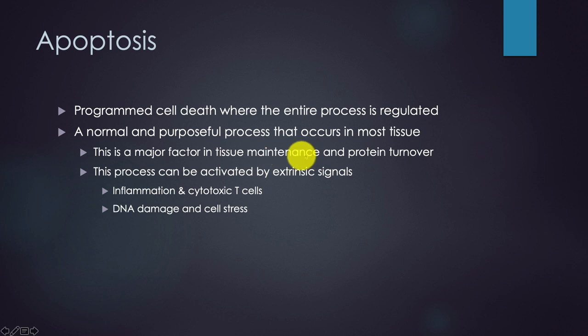And then this process can also be activated by extrinsic factors, inflammation and cytotoxic T cells. If we just focus on inflammation, that can help with signaling apoptosis. And if there's DNA damage and cell stress, well, then the cell is going to want to get rid of itself in an organized fashion. Why? This is the big question. In apoptosis, if there's DNA damage, the cell can say, okay, let's contain this, let's get rid of the cell. Because if it can do that, then the DNA damage or the mutation in the DNA isn't going to start causing mutated proteins.